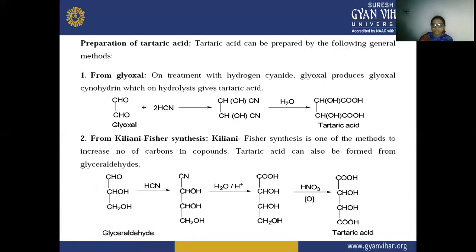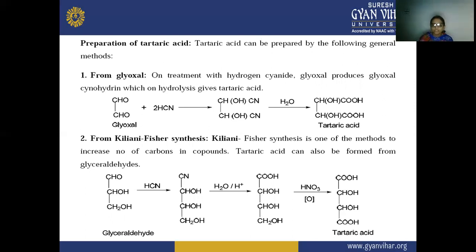Tartaric acid can be prepared by the following general method from glyoxal. On treatment with hydrogen cyanide, glyoxal produces glyoxal cyanohydrin, which on hydrolysis gives tartaric acid. So you can see this is glyoxal, and when it is treated with hydrogen cyanide, there is a formation of glyoxal cyanohydrin, which on hydrolysis gives tartaric acid.